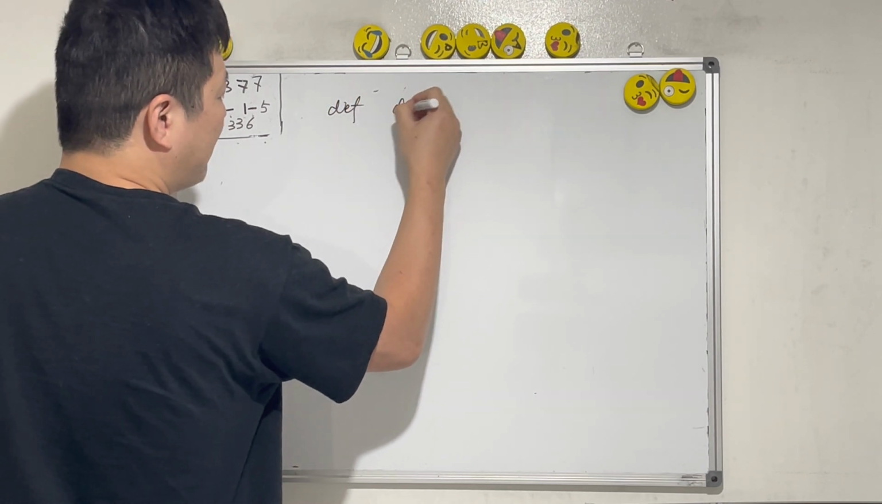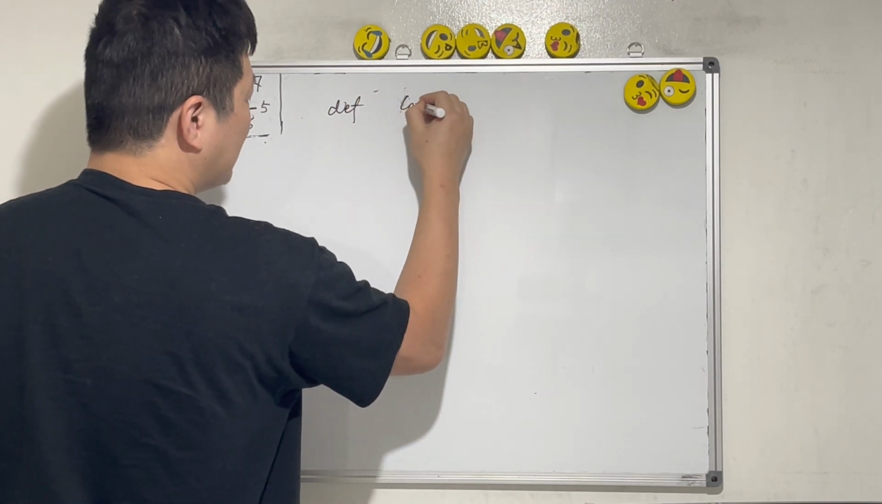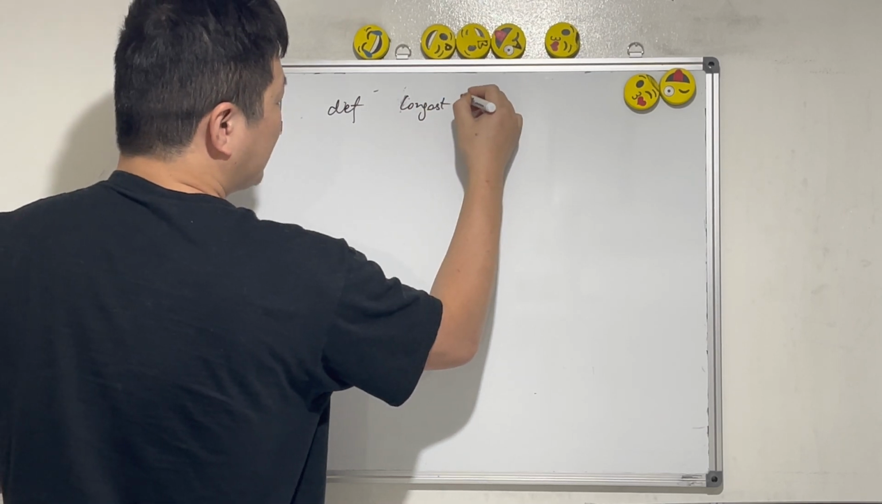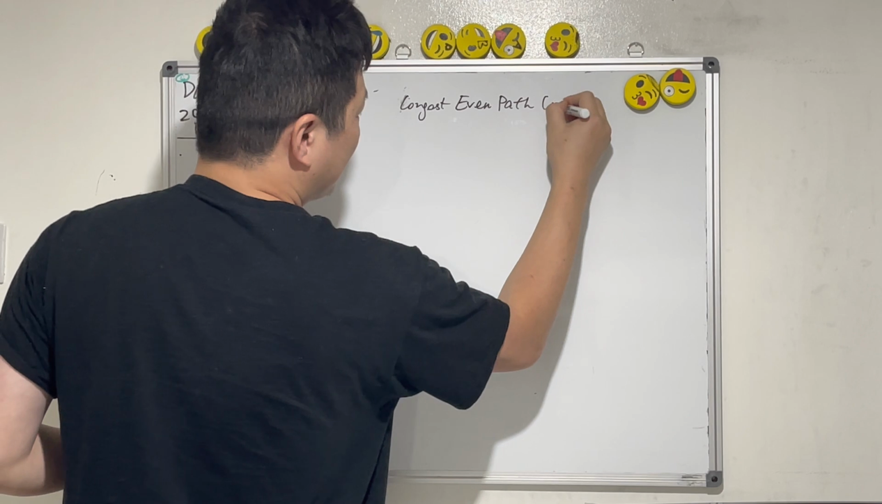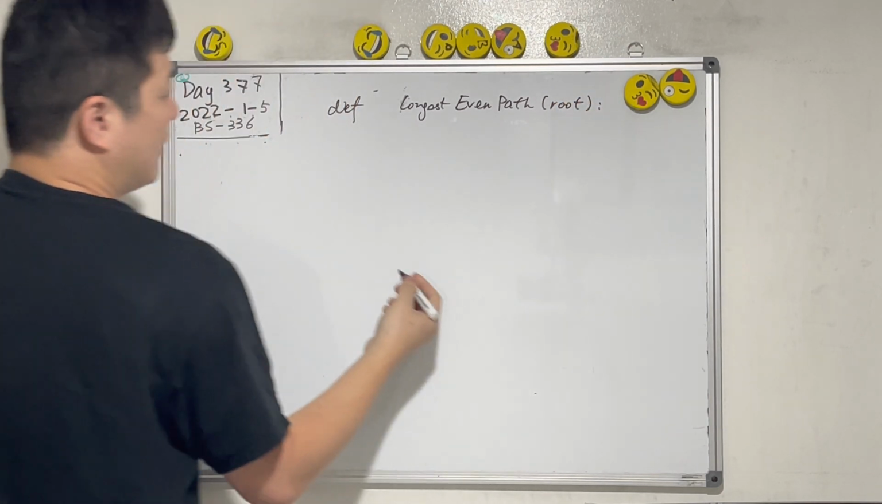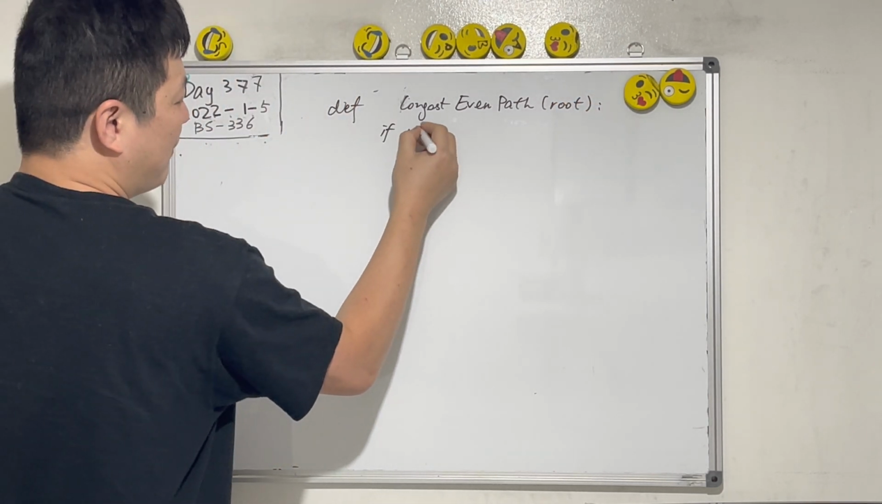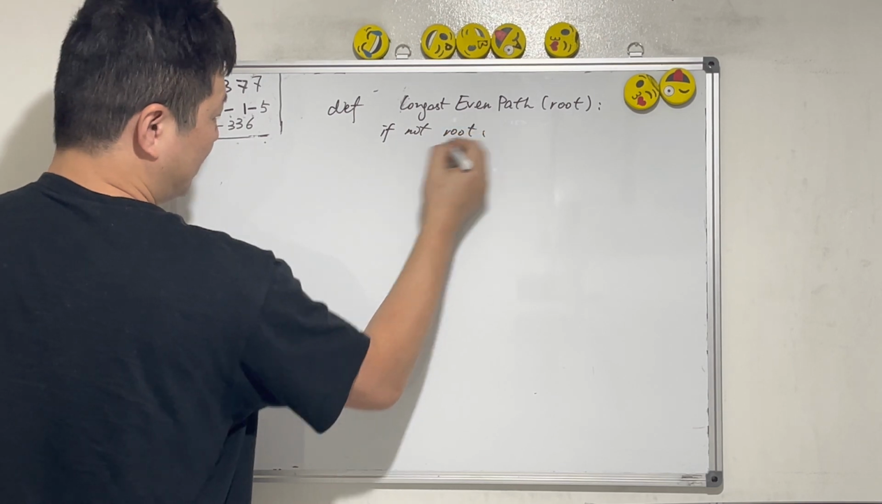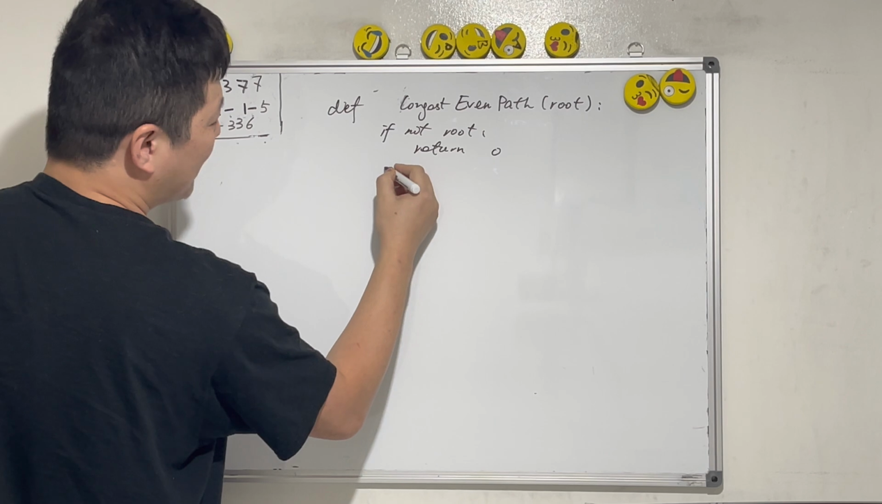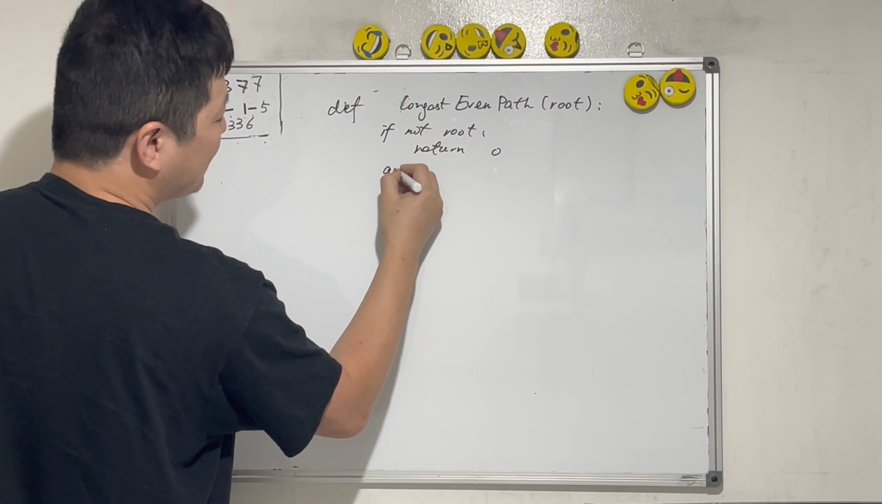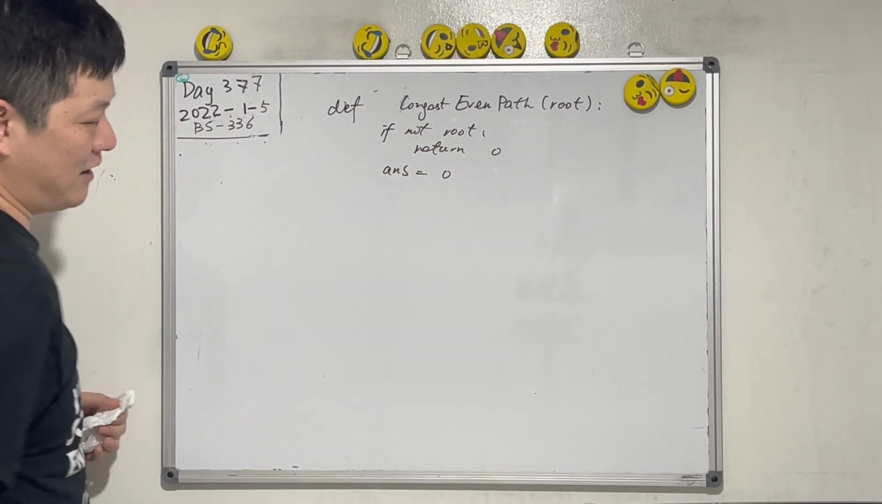Define, let's say, longest even path. We are looking for the longest even path, and then root. If not root, obviously return 0. Special case. And then now we want to find the longest. Let's say answer, and the beginning is 0.